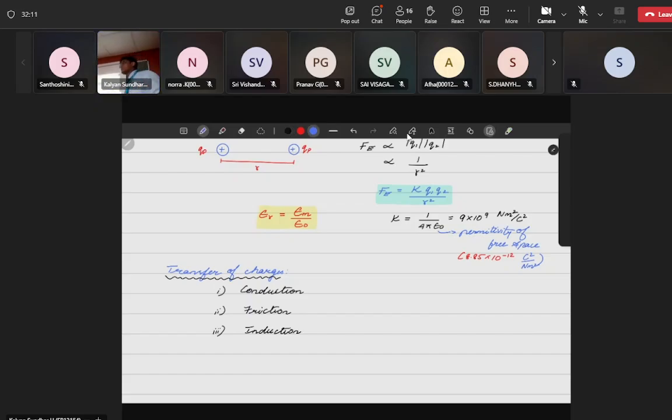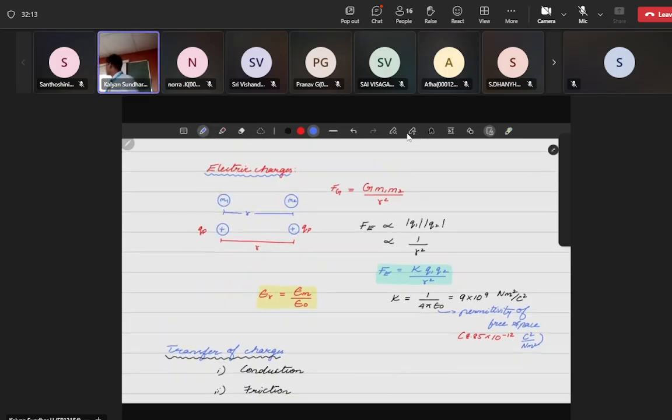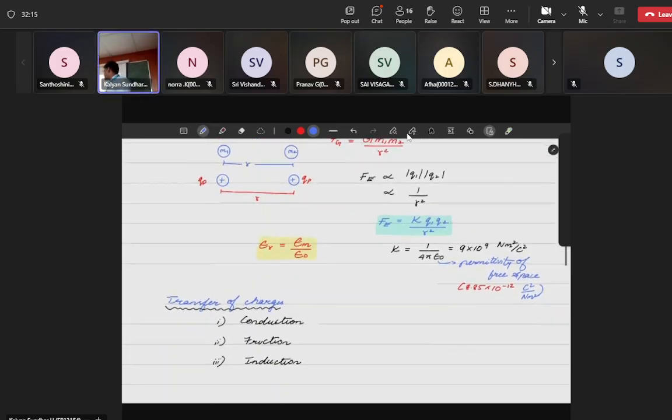Right. So these are the three different modes of transfer of charges: by conduction, by friction, and by induction. Conduction is due to contact between any two charged bodies. So if I'm just keeping a charged body like this, positive.